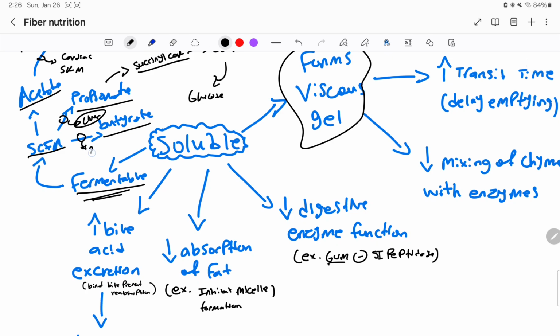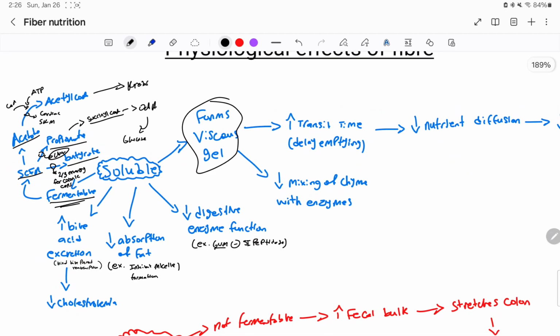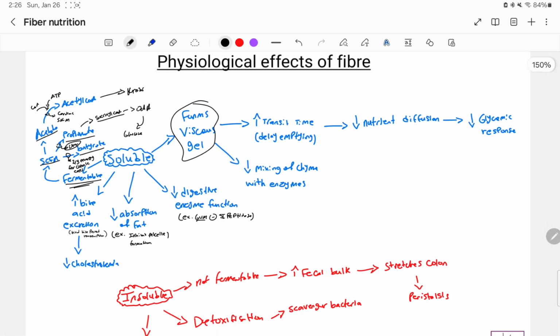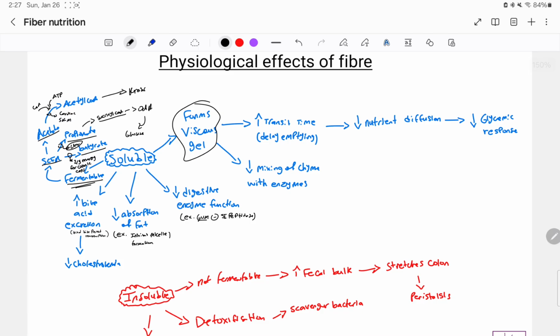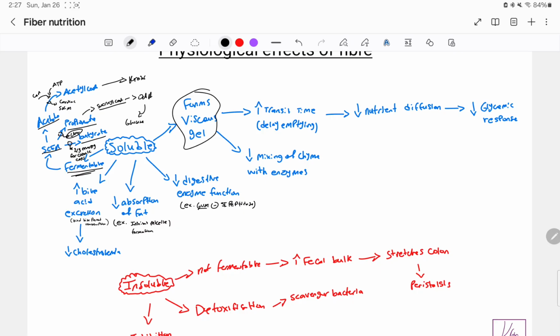And actually, butyrate provides 2/3 of the energy for colonic cells. Okay, for colonic cells. So you can see how these short-chain fatty acids are pretty useful. Okay, and next slide we'll talk about the physiological effects of these short-chain fatty acids. So that's going to finish everything about soluble fibers.